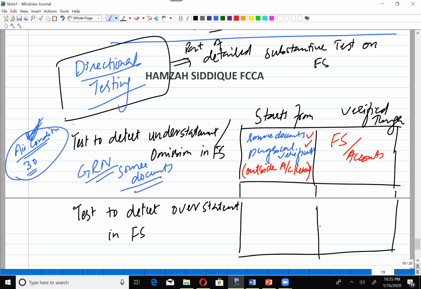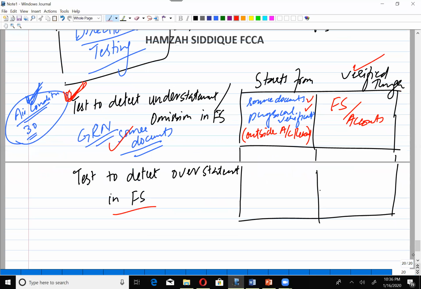I started with 30 items and said, show me the financial statements. Only 25 were shown. It means understatement identified. The GRN is not recorded there, the GDN is not recorded there. The invoices are there. I said, show me they are recorded. They are unable to show me. It means omitted. Understatement I have detected. Now overstatement is the inverse of it.